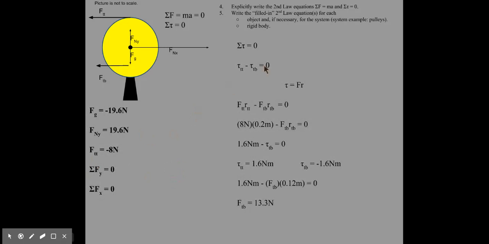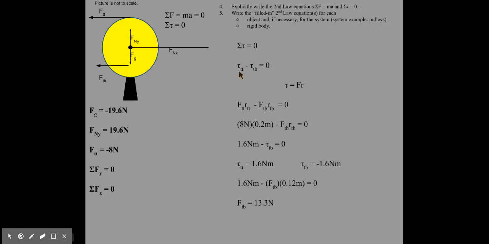Now let's look at the torque. The sum of the torques we said was equal to 0. So the torque from the force of tension at the top minus the torque from the force of tension at the bottom, they should add up to equal 0. Notice we didn't include any torques from the normal force in the vertical, the normal force in the horizontal, and the force due to gravity because they all go through the axis of rotation. Therefore, if we were to calculate them, their R's would be 0.